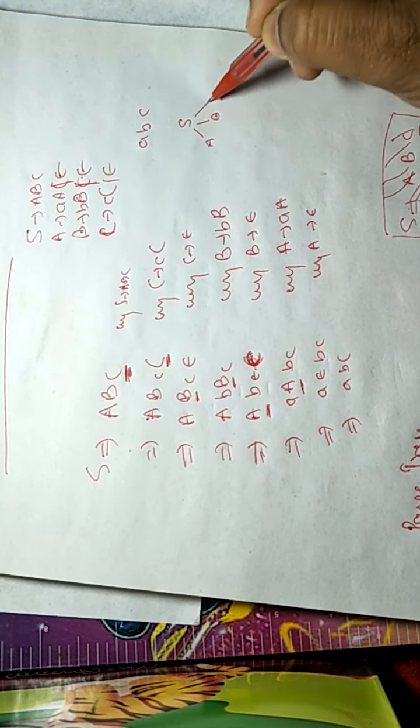And when you parse this tree from left-hand side to right-hand side, you will get the desired string a epsilon, b epsilon, c epsilon. That means abc. So this is the way to design a parse tree for a derivation.